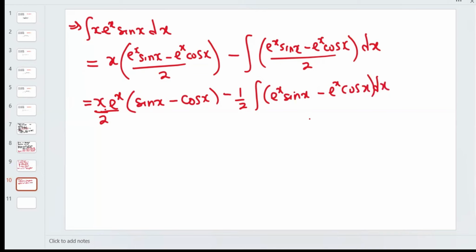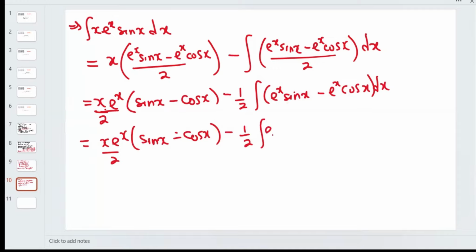right, dx. So I can say this is x exponential x over 2, then sine x minus cos x. Then I can expand with this half so that this becomes minus half x exponential x sine x dx, plus half, right? Integral of exponential x cos x dx, right? So we have this.